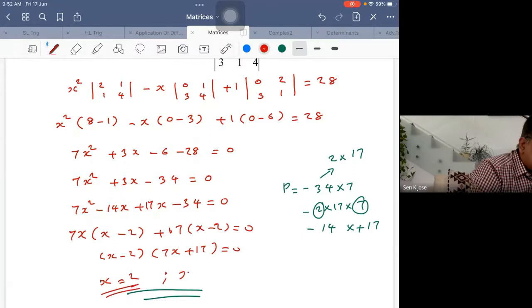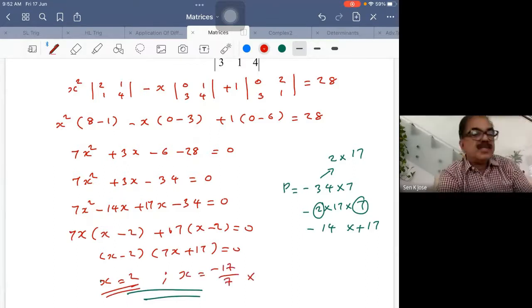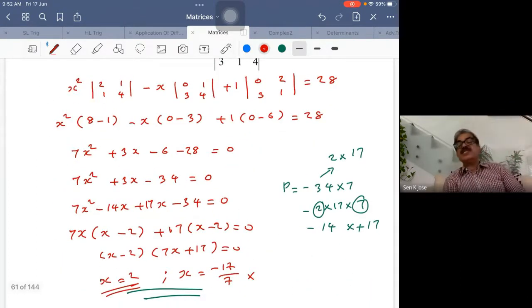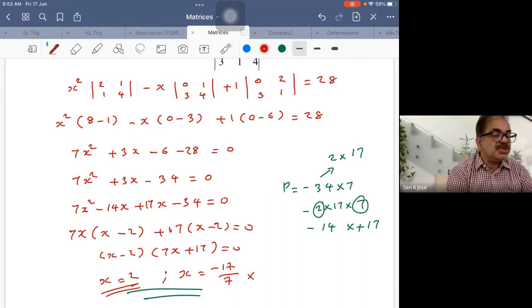The other one comes fraction, negative 17 by 7, and they don't want that. They said solve, find the integral value of x. So factorization obviously was a little bit difficult here. Yeah, you should handle it or use quadratic formula. Use quadratic formula.